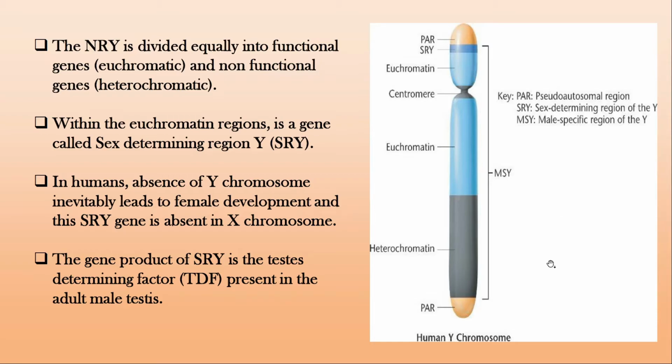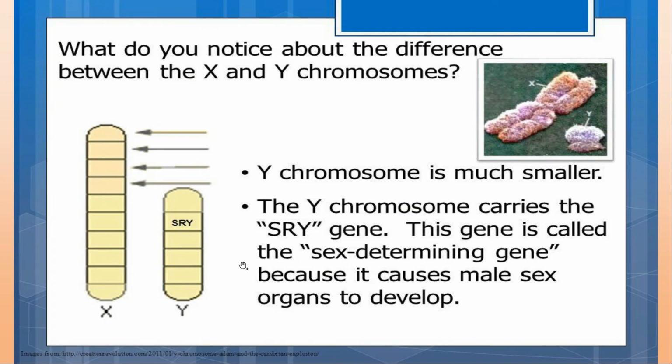The gene product of SRY is responsible for testis development, the testis determining factor, and that is present in the adult male testis. What do you notice about the difference between the X and the Y chromosome? The Y chromosome is much smaller whereas the X chromosome is a little longer. The Y chromosome carries the SRY gene. This gene is called a sex determining gene in the euchromatin region of the Y chromosome because it causes the male sex organs to develop.